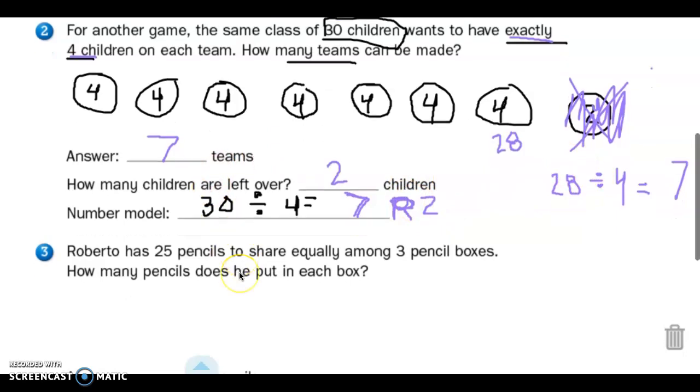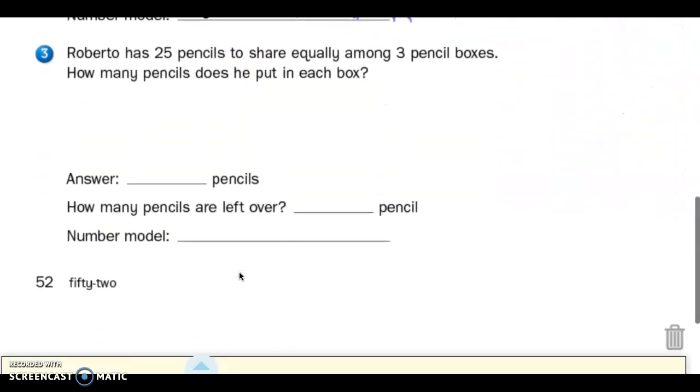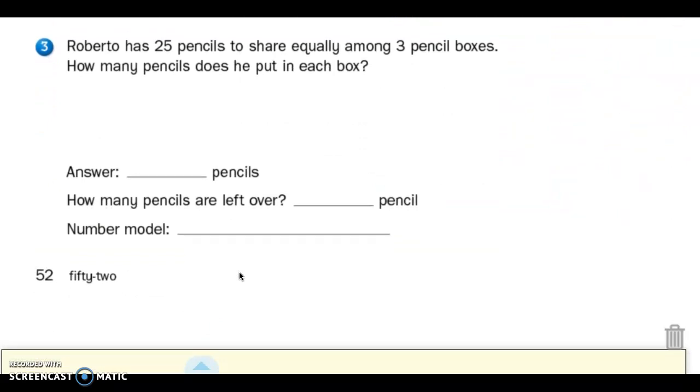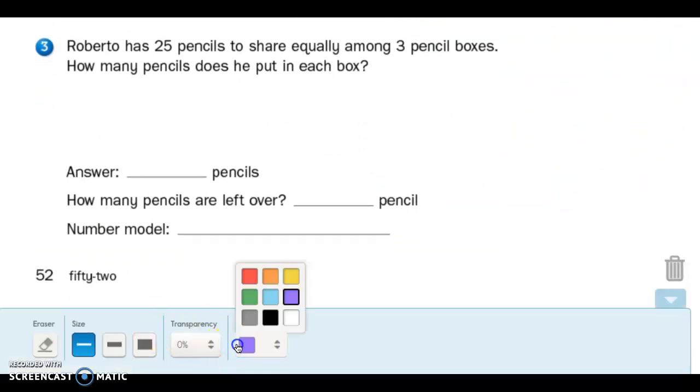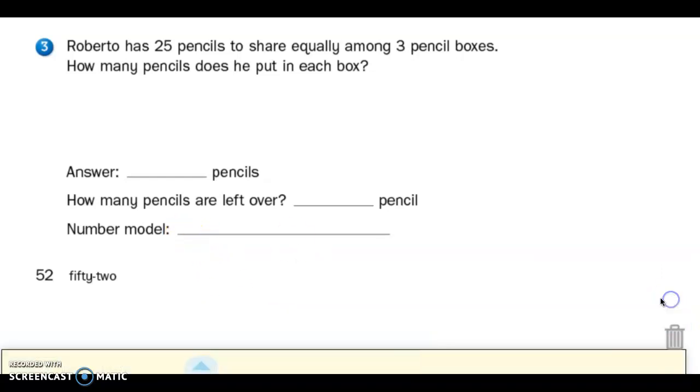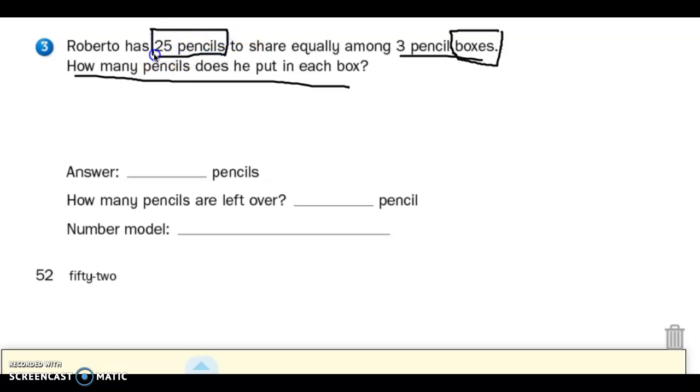That's what that's saying. I want you to try number 3 all on your own, and I'm going to let you know you will have a remainder for this problem. So you need to figure out, I'll read this one to you. Roberto has 25 pencils to share equally among 3 pencil boxes. Now think if pencil boxes is your groups or the number that goes in groups, okay? How many pencils does he put in each box? So, is this talking about 3 groups or is it talking about 3 into a group? You have to figure that out. And we know that there's 25 pencils to start.